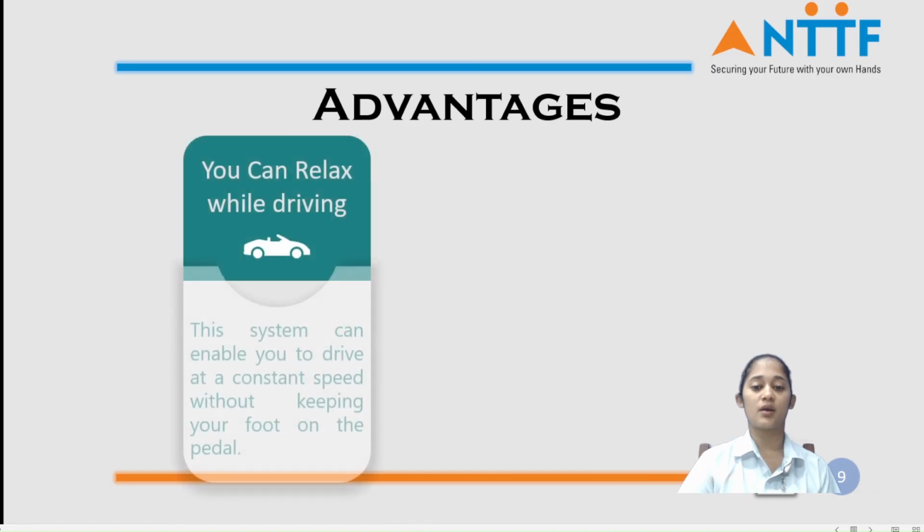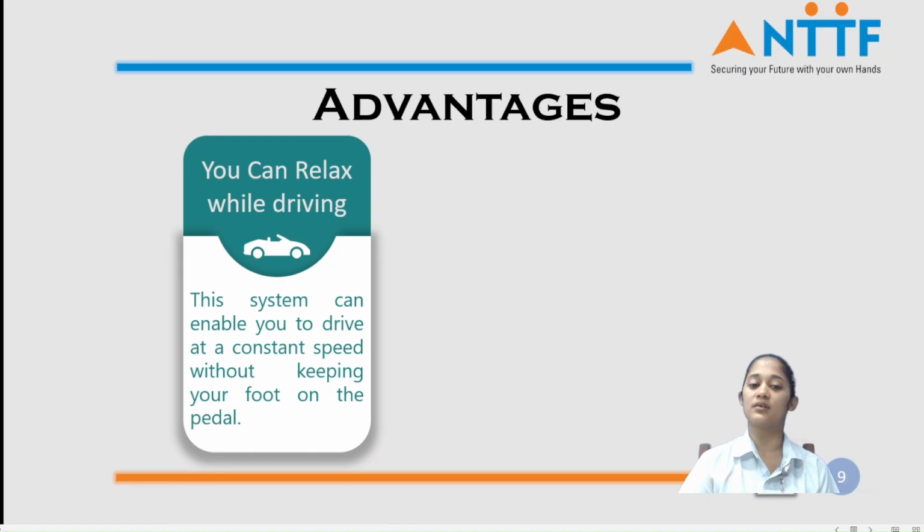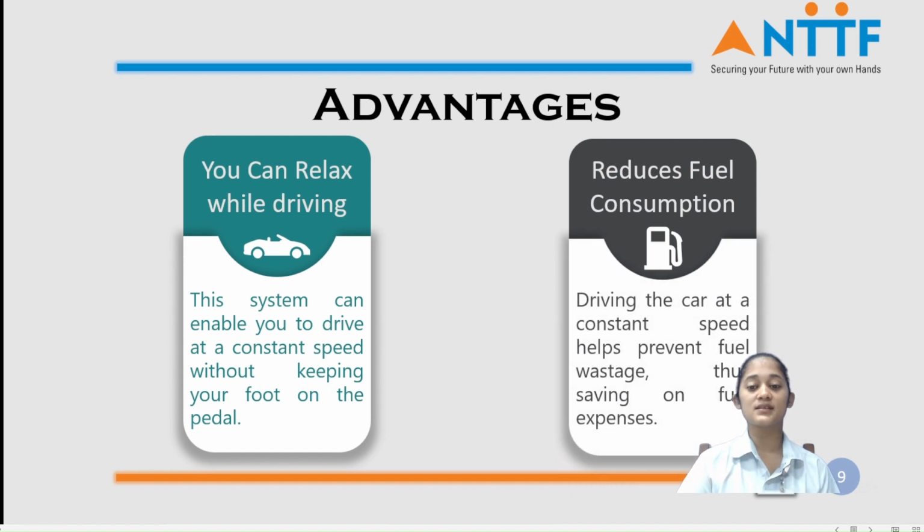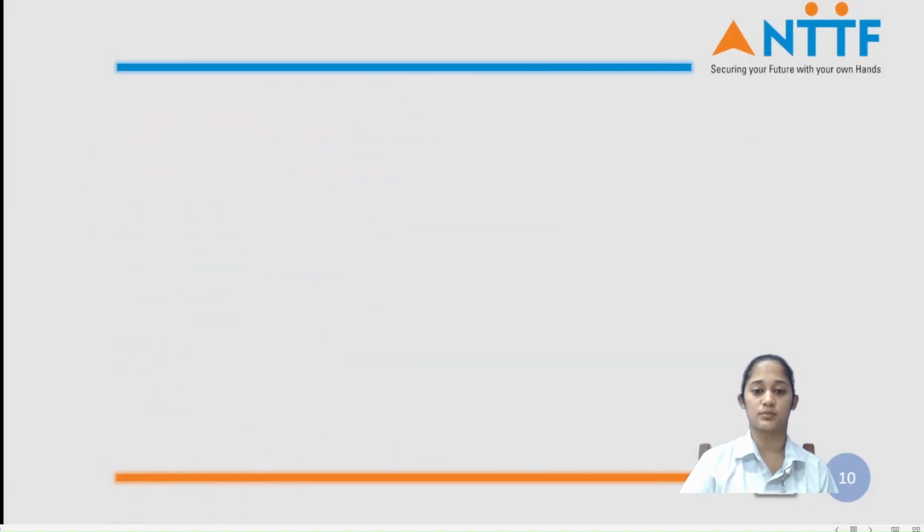So these are the advantages. The first one is that you can relax while driving. The system can enable you to drive at a constant speed, so we can relax. Second is reduced fuel consumption. If we are at a constant speed, it will prevent high fuel consumption.